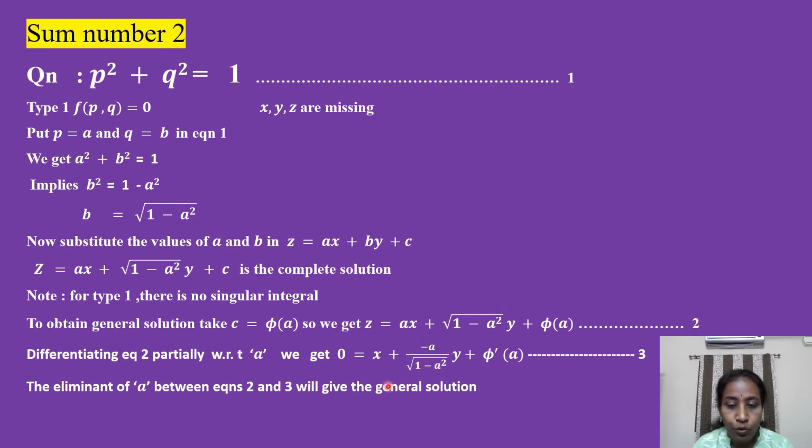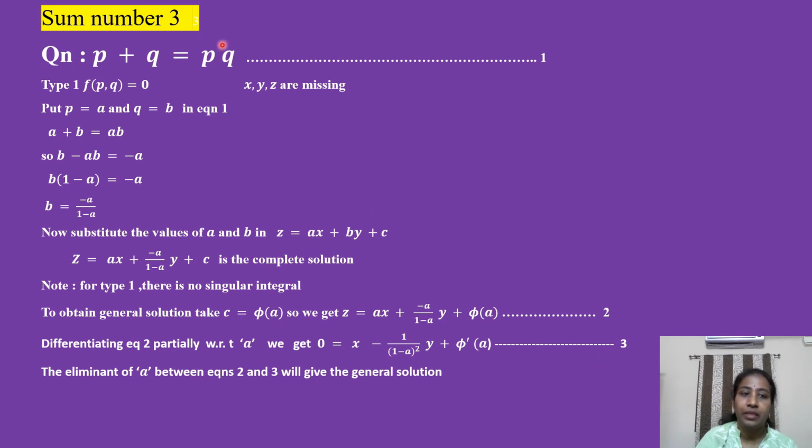So minus a by root of 1 minus a square into y, plus phi of a, which when differentiated with respect to a becomes phi dash of a. So I get 0 is equal to x plus minus a by square root of 1 minus a square into y plus phi dash of a, which I name equation 3. When I eliminate the a value in equations 2 and 3, the solution which I get is my general solution.